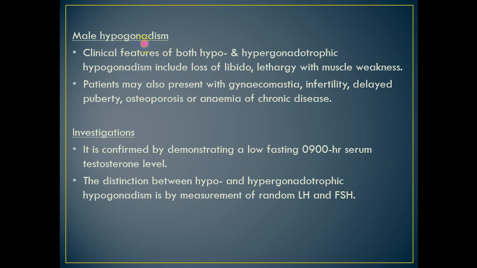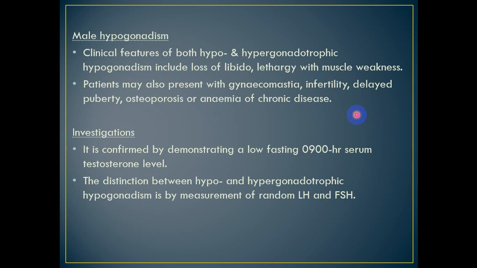In hypogonadism, whether the cause is central or peripheral, the symptoms are similar, with loss of libido, lethargy, malaise, and weakness because of loss of testosterone. Patient may also present with gynecomastia, of course infertility, and delayed puberty. Because of low testosterone, the majority have osteoporosis, and because testosterone is one of the stimulants for erythropoietin, the patient may have anemia.